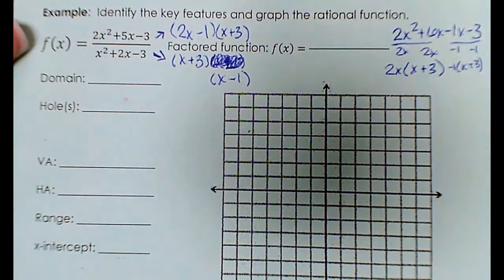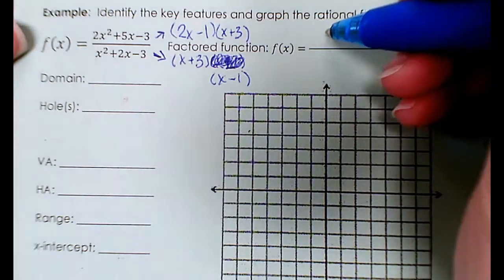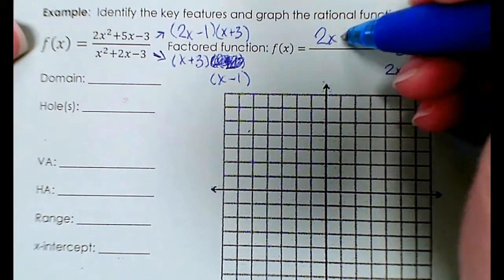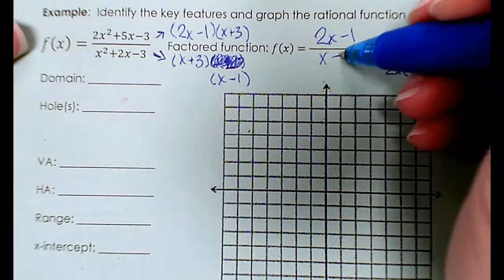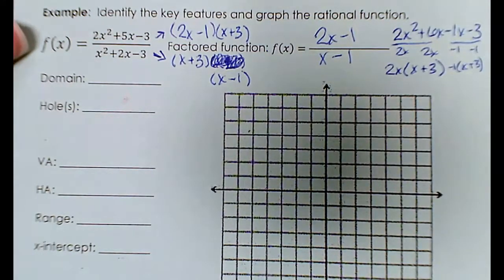So there's my factored function, but what do you notice? There's a hole, right? Where x plus 3 is equal to 0. So if I cancel those out, I'm going to end up with what on the top? 2x minus 1. And what on the bottom? x minus 1. Yeah, because the x plus 3s are the things that are canceling out. Good. So I factored and I have my simplified version.